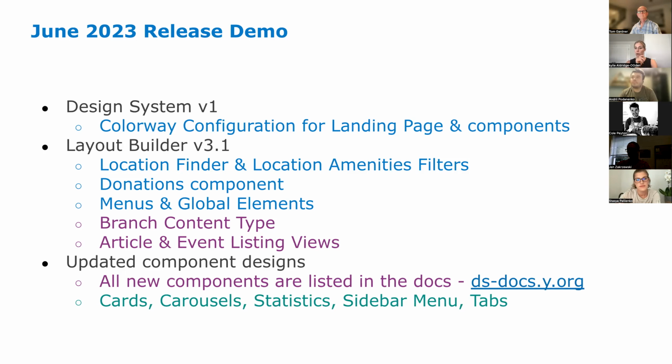And then we're going to change from Stasia over to Avi, who's going to take us through the branch content types and the article and event listing. He's also going to show you how to access the docs. And then our last person will be Shelly, who's going to take you through the designs of the new components.